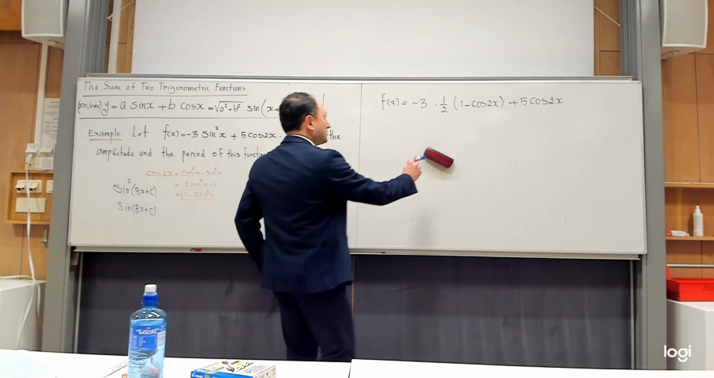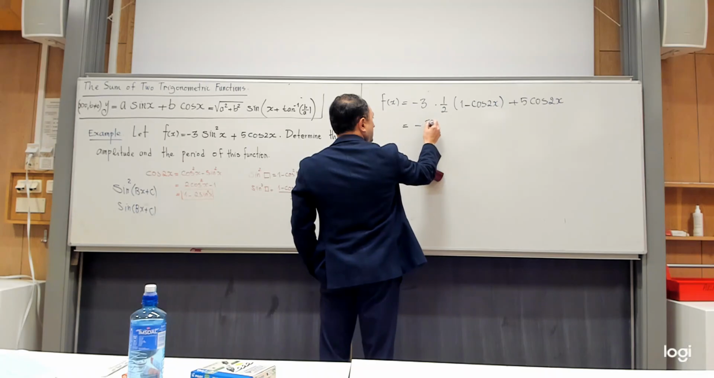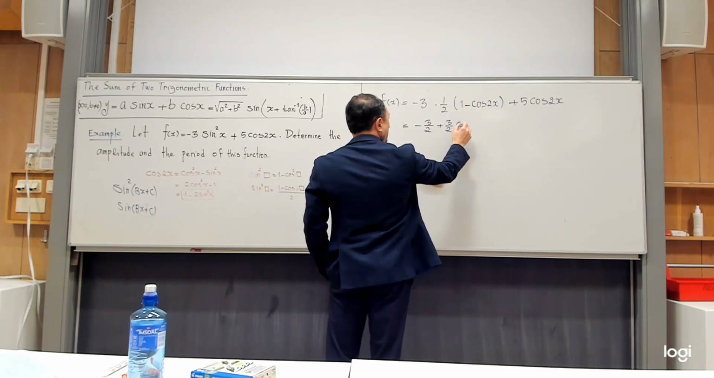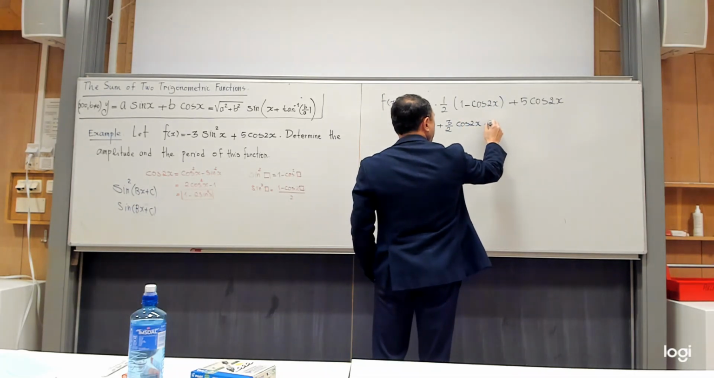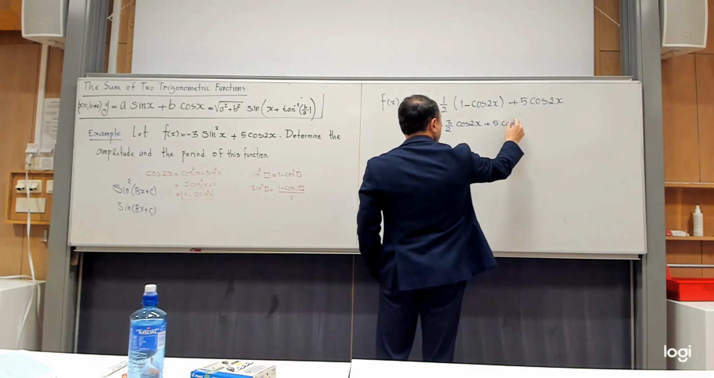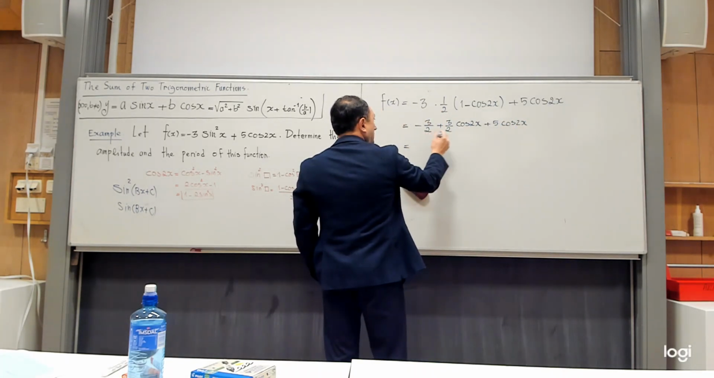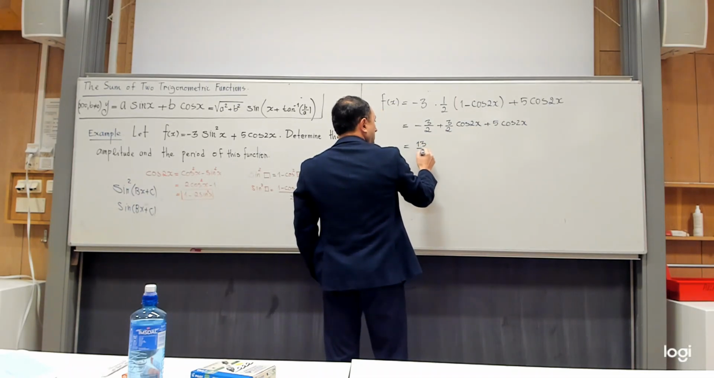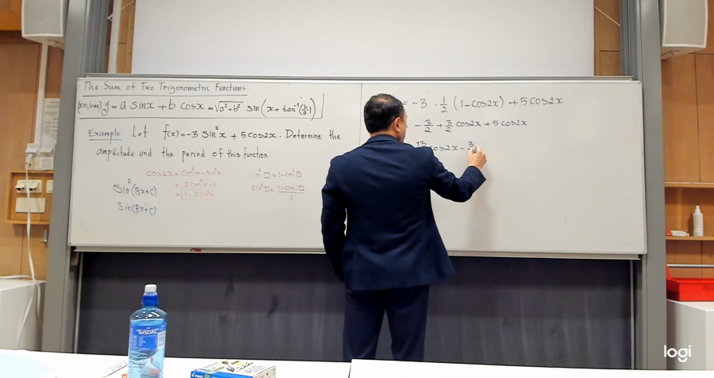How can I answer this question? I multiply this minus 3 over here, it becomes minus 3 over 2. The next one becomes positive 3 over 2 cosine 2x. Yes, and then I have 5 cosine 2x. And of course this is now very easy. This becomes 3 over 2 plus 5 is 13 over 2 cosine 2x. And this is minus 3 over 2.